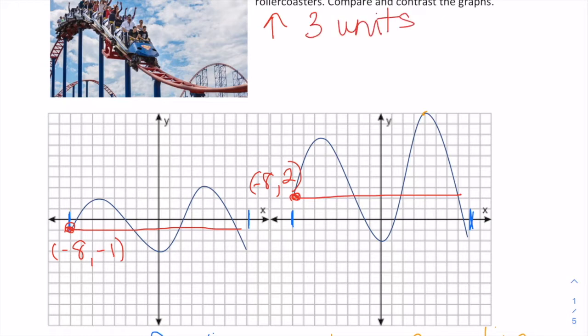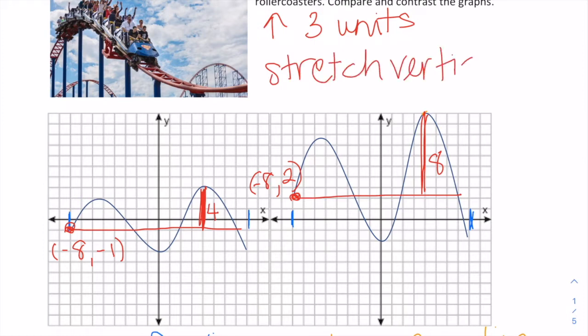And then when we look at how this is stretched, you could definitely see that this is stretched. Maybe this peak right here, that max is 4 units, versus right here, that's 8 units. So we'll say it's stretched vertically, and 4 times 2 makes 8. So let's get more precise with our vocabulary, but that's generally what we're looking at: how things are shifting, moving, and stretching or compressing.